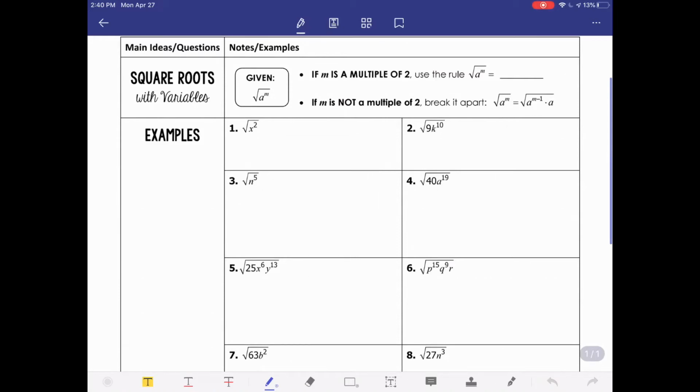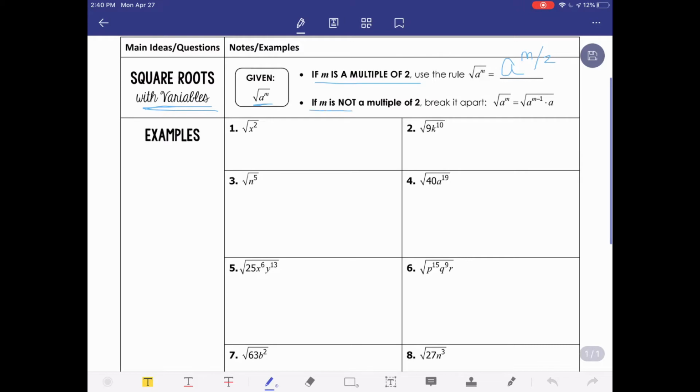Today we're going to be continuing on with our looking at radicals, but we're going to add in some variables. So we're going to have two rules that we're going to use. So we have square root of a raised to the mth power. So if m is a multiple of 2, we're going to use the rule square root of a raised to the mth power equals a raised to the m divided by 2.